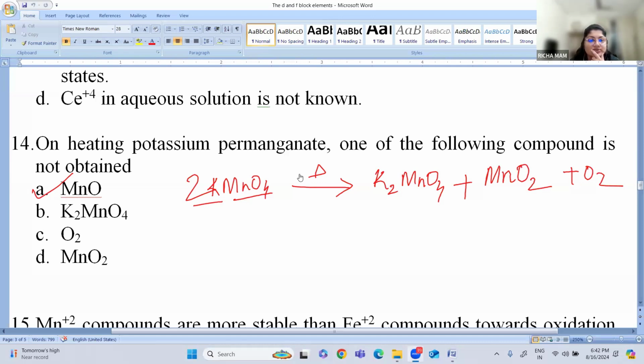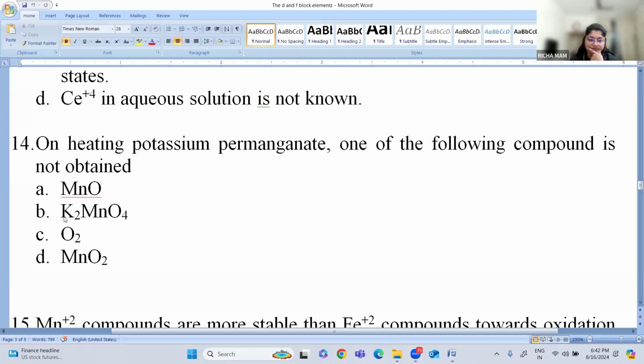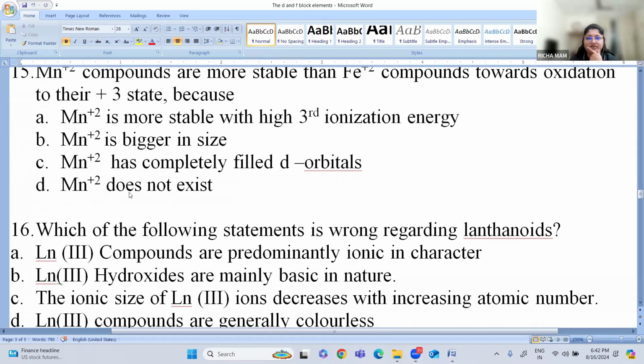MnO is not obtained. Potassium permanganate is a good oxidizing agent. So when you heat potassium permanganate, you obtain K2MnO4 plus MnO2 plus O2. This is the reaction. So A is the compound which is not obtained when you heat potassium permanganate. Okay, next question.